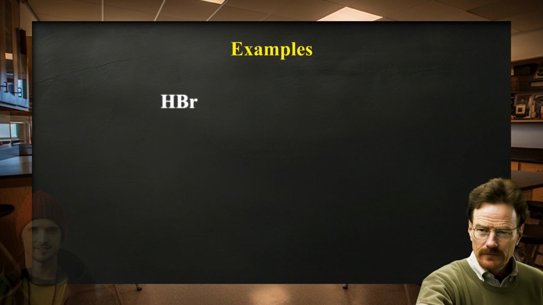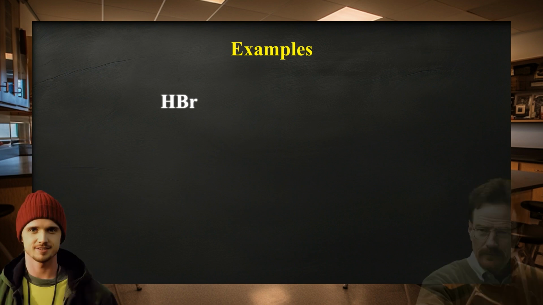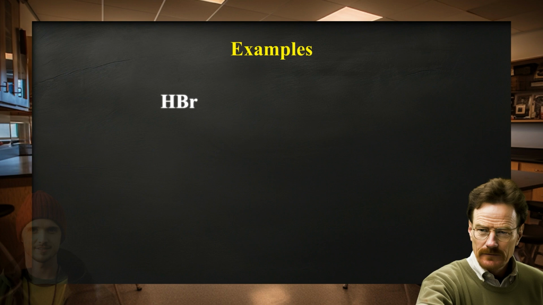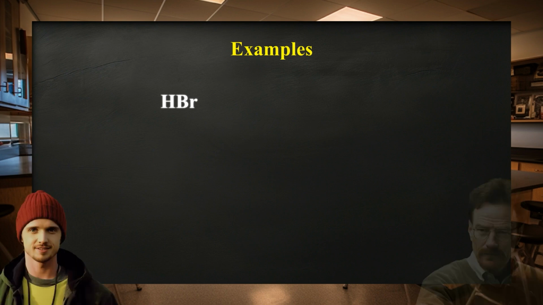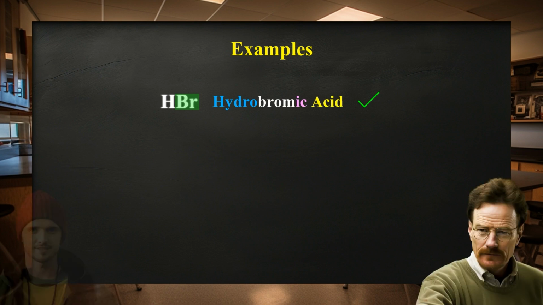Which type is this one? This looks like a binary one. That is correct. Now go ahead and follow the rules for naming binary acids. Okay, let's see. We need to start with the word hydro, and then use the name of the non-metal anion with the ending "ic." So this compound is called hydrobromic acid. That is correct, Jesse. Not bad for your first acid nomenclature problem.